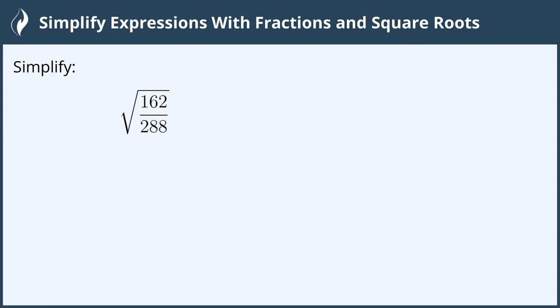Simplify the square root of 162 divided by 288. We have two ways we can go about this. We can simplify the fraction within the square root, or we can break it into the square root of the numerator and the square root of the denominator. My preference is always to simplify first because it makes smaller numbers overall, which makes things dramatically easier. So let's go ahead and simplify this fraction.